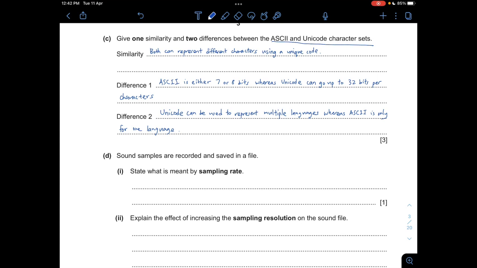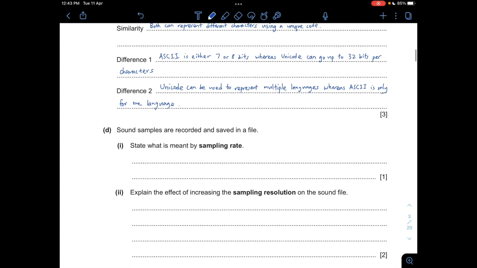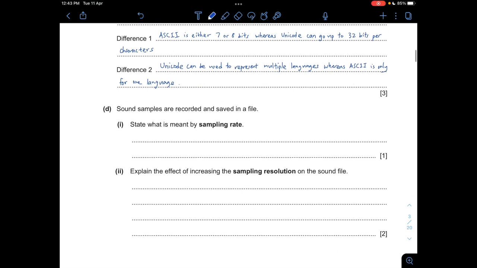And because of the existence of Unicode, we have characters that can be represented in CJK characters, Chinese, Japanese, and Korean, and also in other languages that are not using alphabets. So this is the difference. Okay, so now we move on to D.